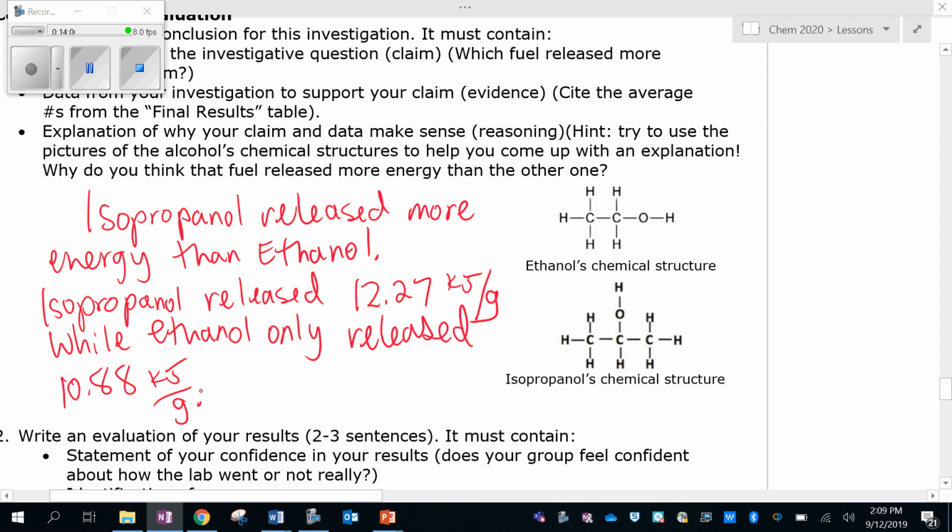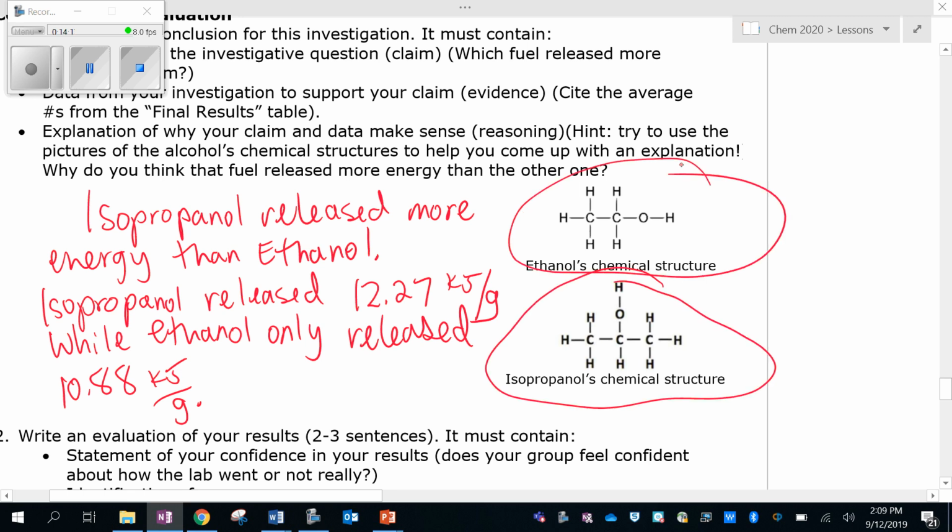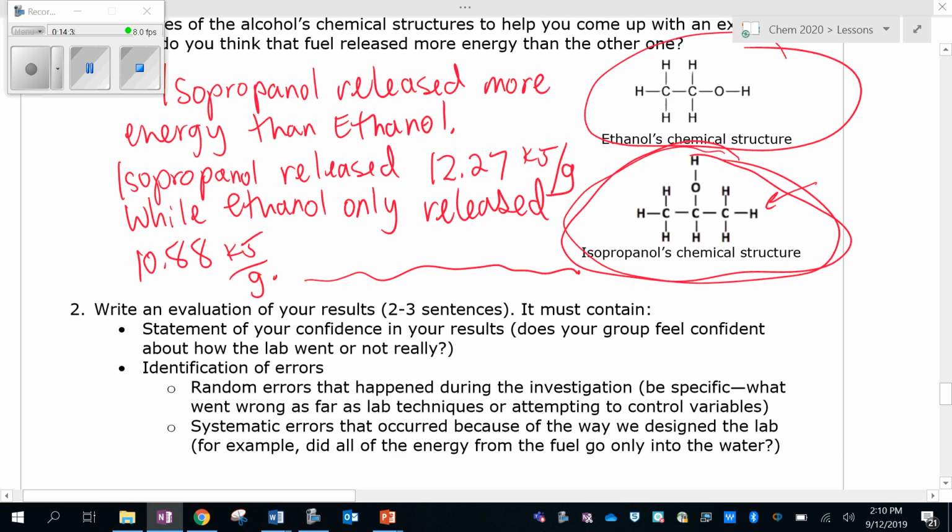Then the reasoning section, explain why this makes sense. Try to use the structures. Why would isopropanol release more energy per gram? So this is where I'm going to leave it up to you to say something, well, this molecule is larger, but still it's per gram. But what are some reasons why maybe that one would release more energy per gram? Okay, so kind of make a guess.